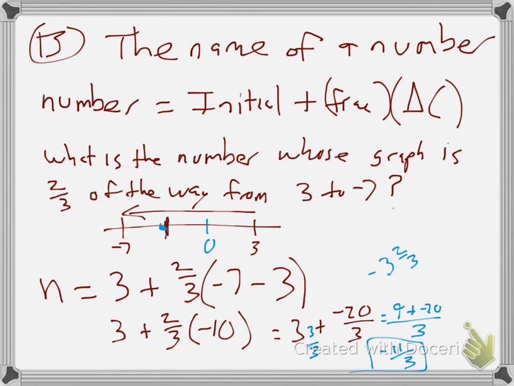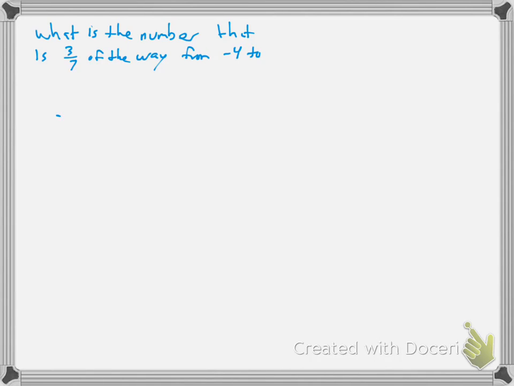And so, let's find another one. What is the number? Gotta scroll here. What is the number that is 3/7 of the way from -4 to 9?